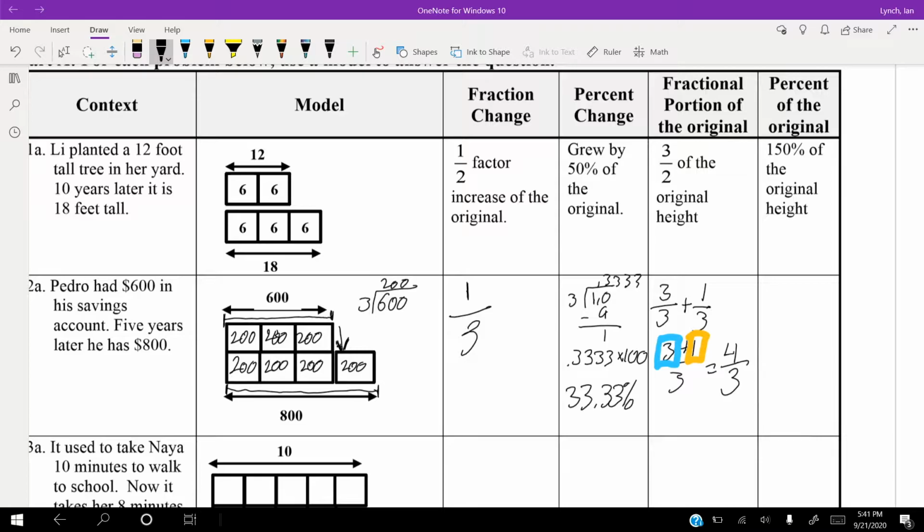Now, for the percent of the original, we're going to take 100%, because that's how much we started with. And we're going to add 33.33%. We're adding our increase, our percent change, because we're increasing, which gives us 133.33% of the original. That's just awesome, isn't it, guys? I mean, this is just some really cool stuff. This is like some of my favorite stuff to teach, honestly.